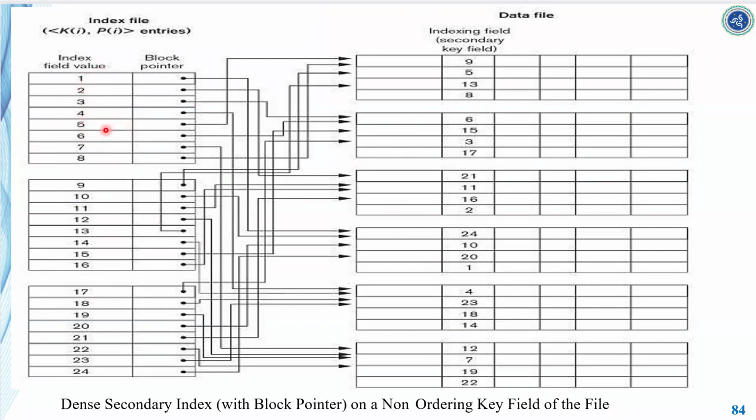This is the first level done, and this thing is the data file. Here the field values are 1 to 8, again 9 to 16, 17 to 18. Each field will be pointing to a data record.